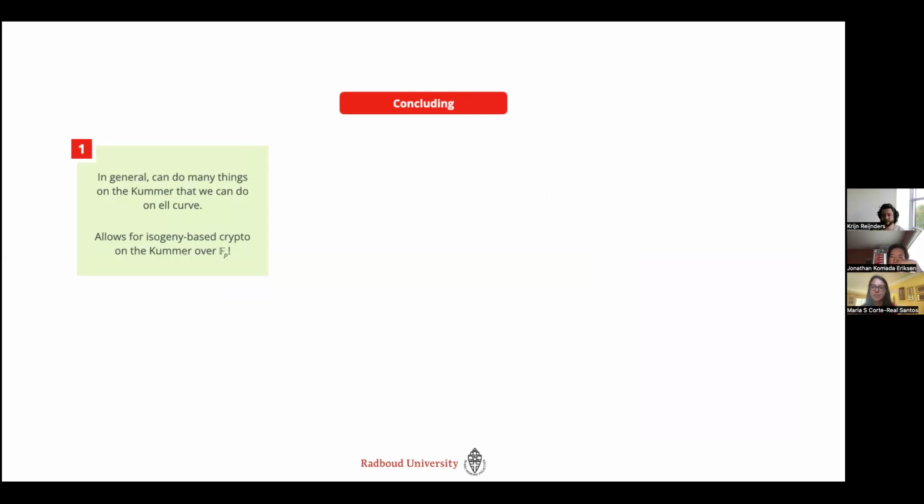But luckily in genus 2, this is slightly more complicated. It's a lot of fun to work out how you would do point difference or how you would do pairings on the Kummer.